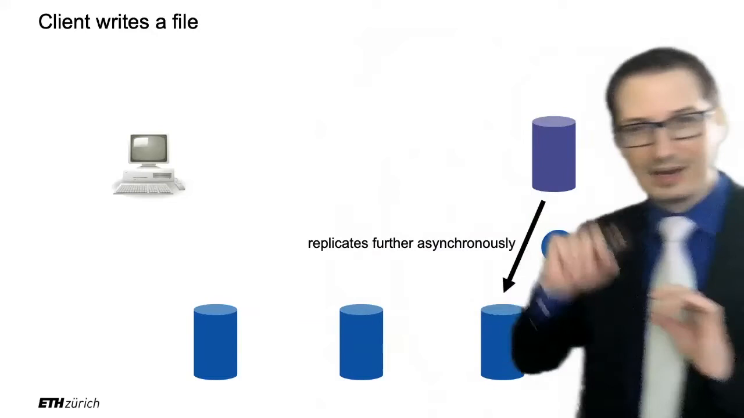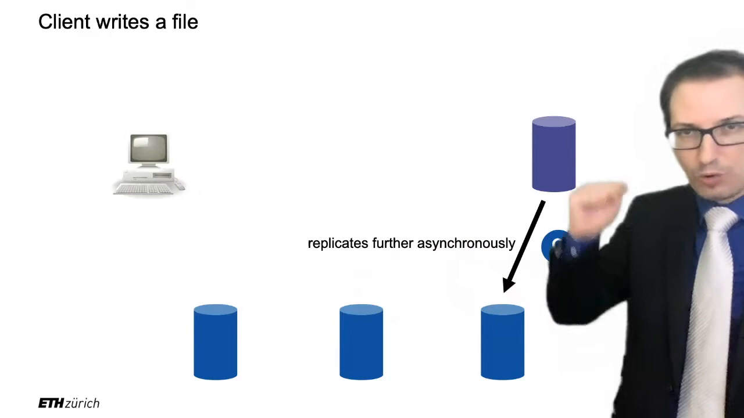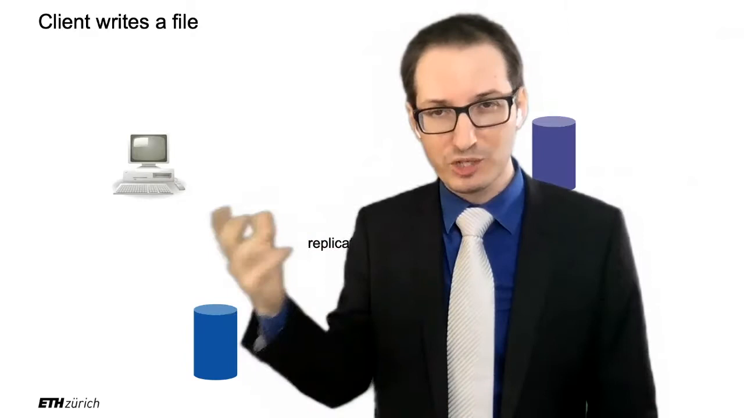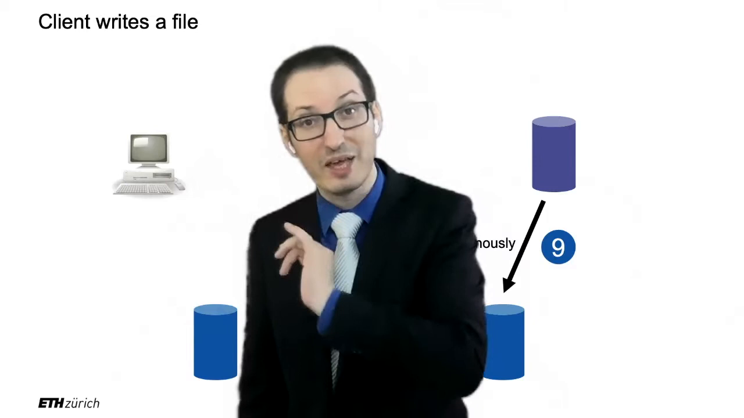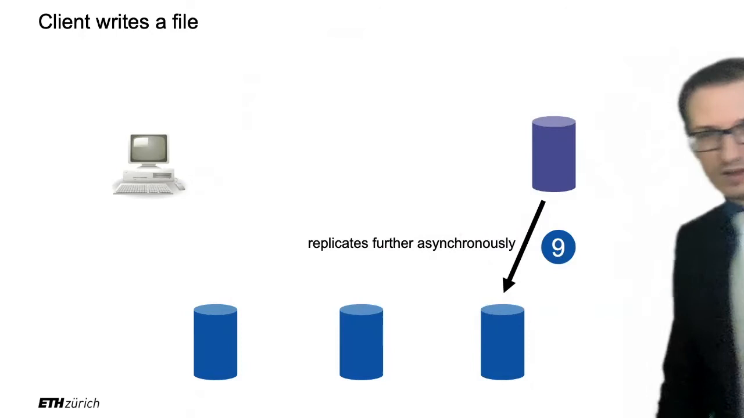And later, and this is now asynchronous, we replicate further in order to go all the way up to the required long-term number of replicas, which is three by default, right? So again, you have this notion of minimal replication, which is synchronous. And once you're done, you continue replicating until you reach the desired level, but asynchronously. So it's a nice compromise between waiting and continuing to replicate behind the scenes, right?